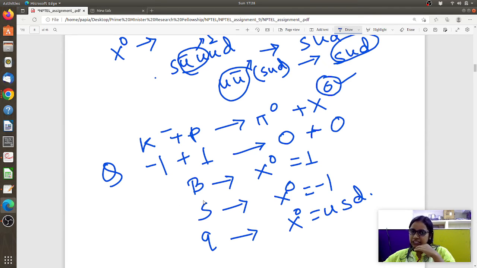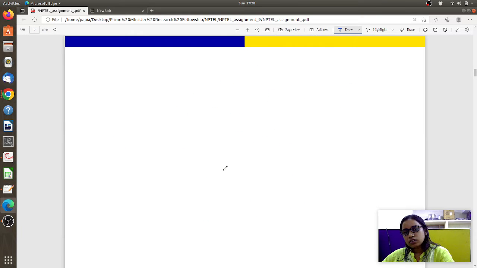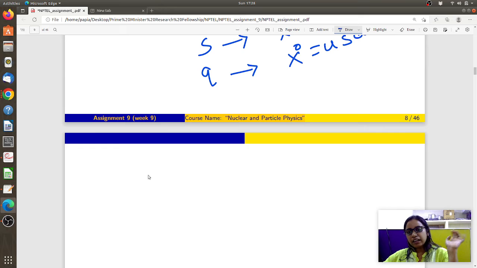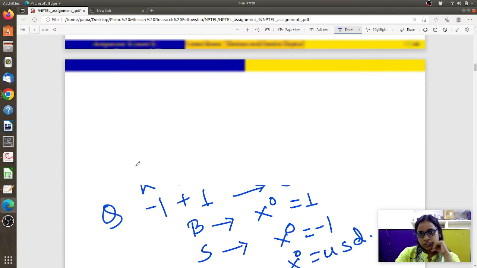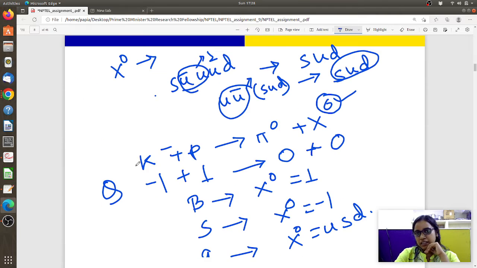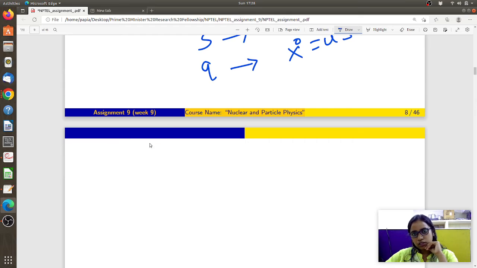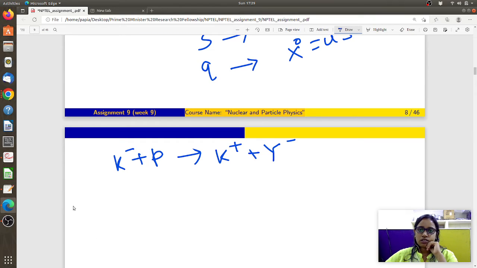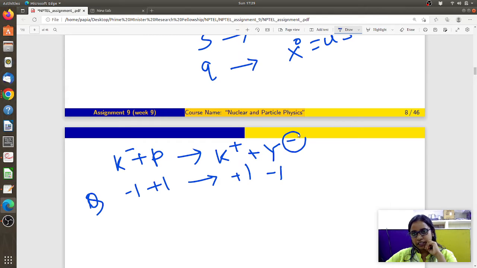So the first question is done. Now the very similar second question. The second question was K minus plus P goes to K plus Y minus. So this type of expression is there. First of all, I can check the charge here. The charge is minus 1 plus 1, and then it is plus 1, so obviously it should be minus 1, and it is also given here, so it's correct.